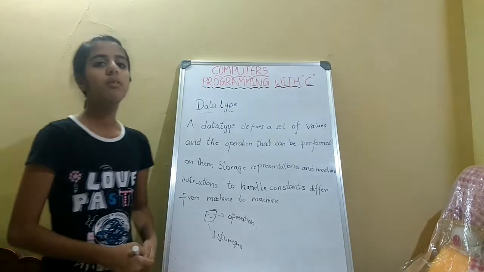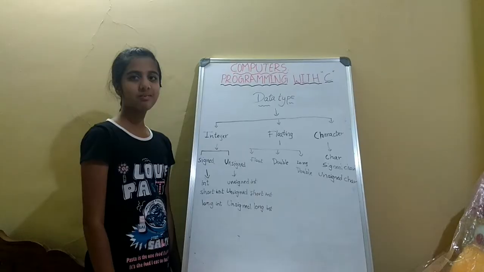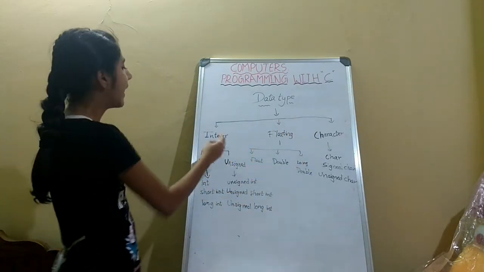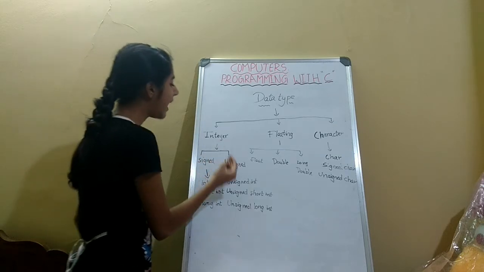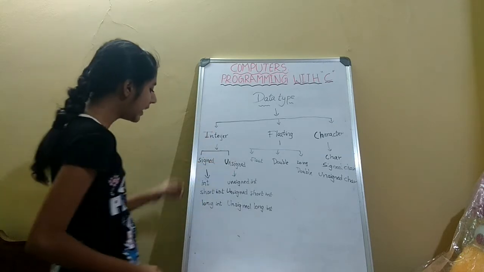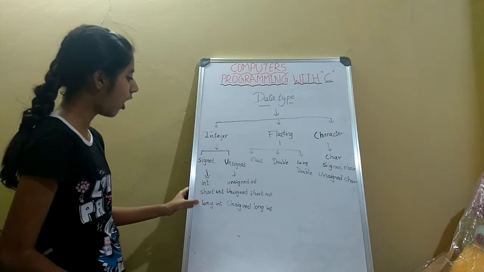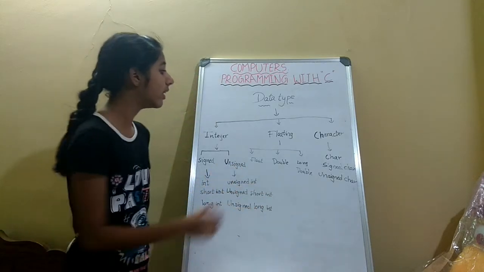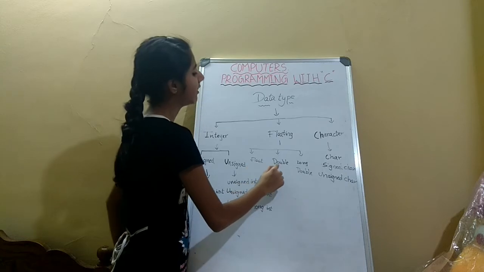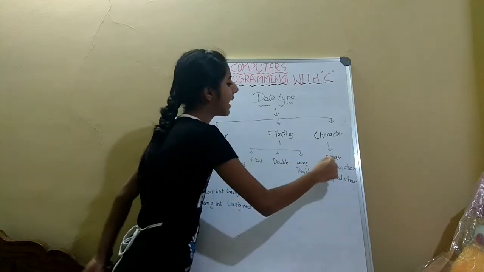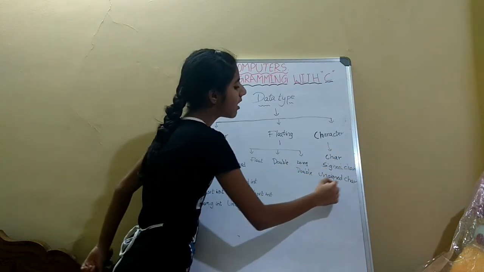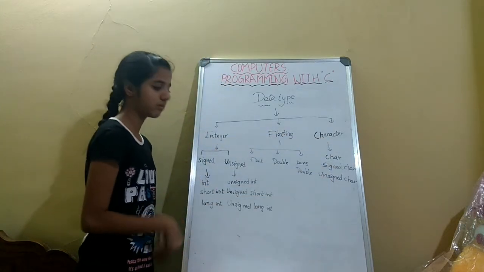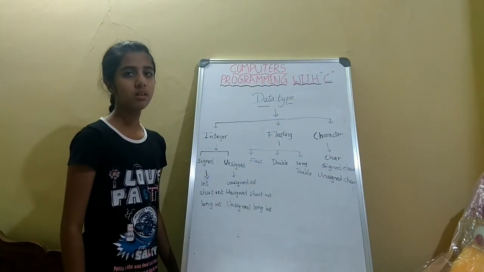Now I will show the mind map. So data types: integers, floating and character. In integers, signed and unsigned: int, short int, long int, unsigned int, unsigned short int, unsigned long int. Floating: float, double, long double. Character: char, signed char, unsigned char. So these are all the 32 keywords. Hope you all are noting the points.